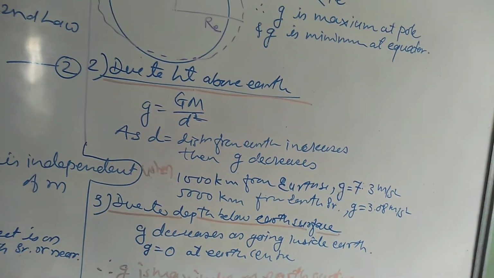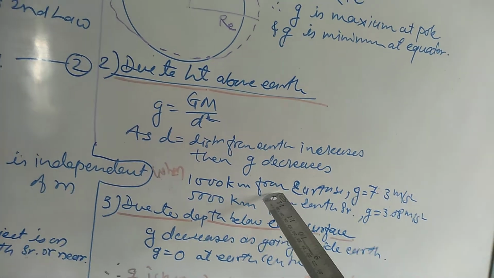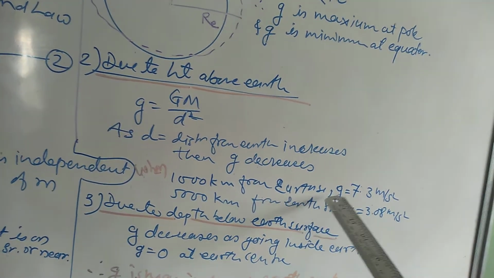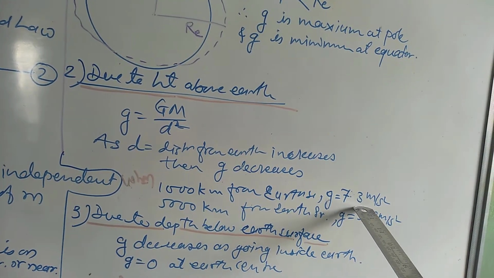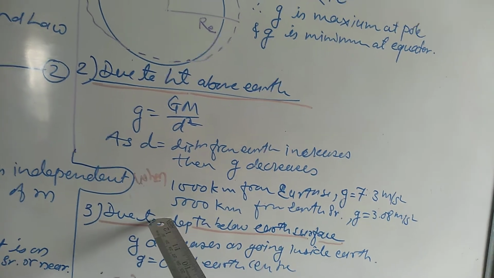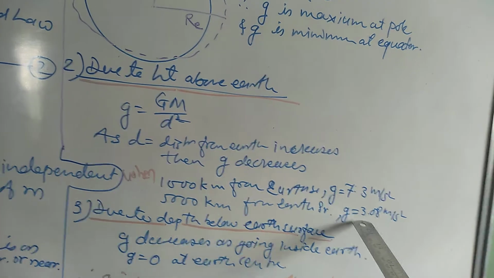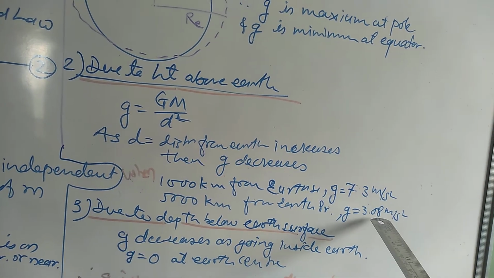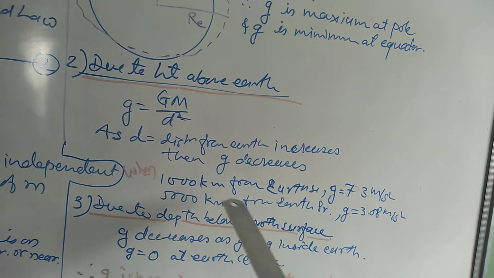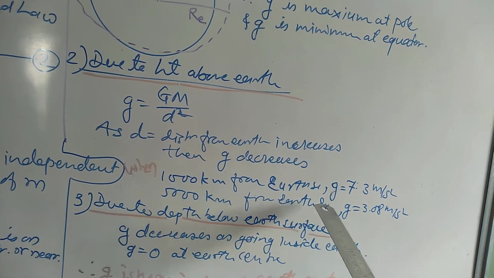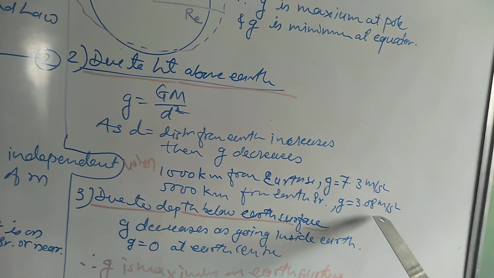For example, I gave you here some values. When the object is 1000 km away from the earth surface, then the value of small g will be approximately equal to 7.3 meter per second square. When it is 5000 km away from the earth surface, that value is 3.08 meter per second square. These are approximate values, but you can see as the distance from the earth surface increases, how less and less the value of g is.